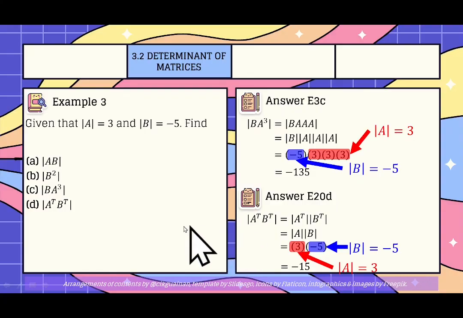For the last one, it is the multiplication of A transpose and B transpose. First thing first, we can separate them like this: determinant of A transpose multiplied by determinant of B transpose. Next, we can get rid of the transpose symbol because they share the same determinant. So it just becomes determinant of A and determinant of B. Then we can substitute their respective values to get minus 15.